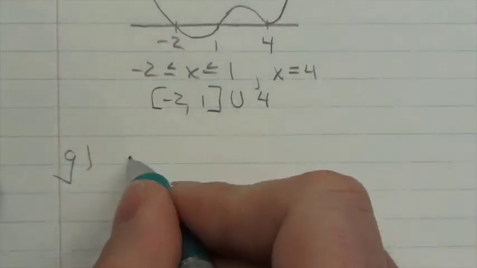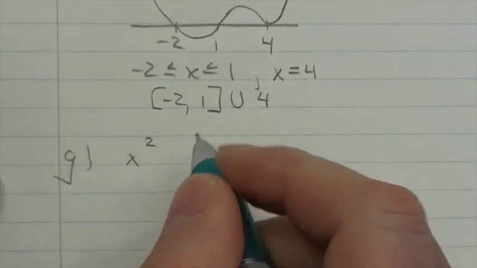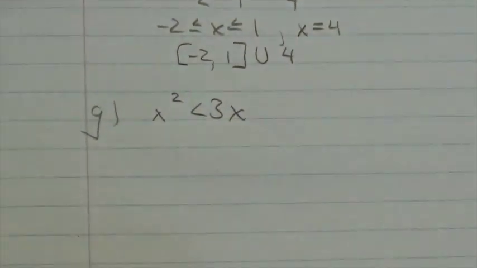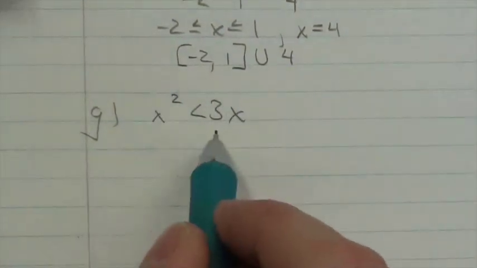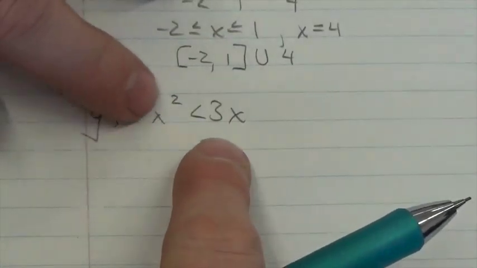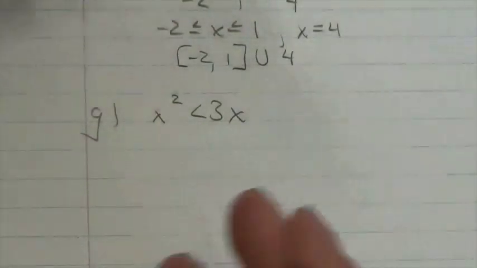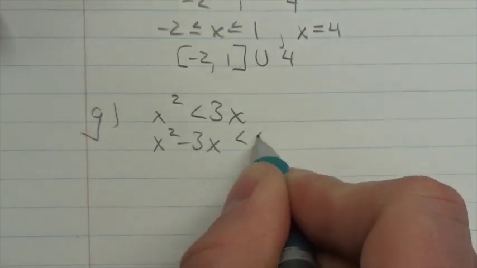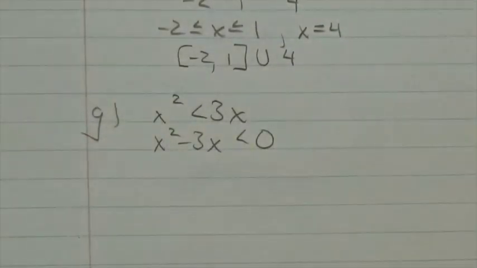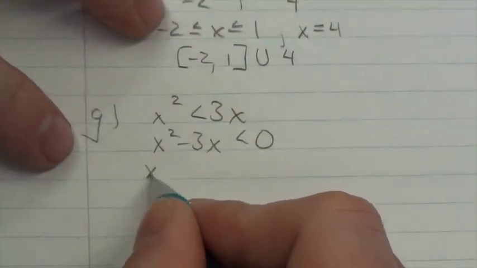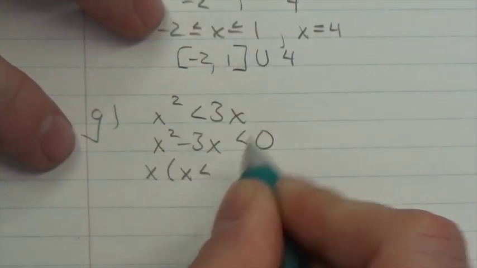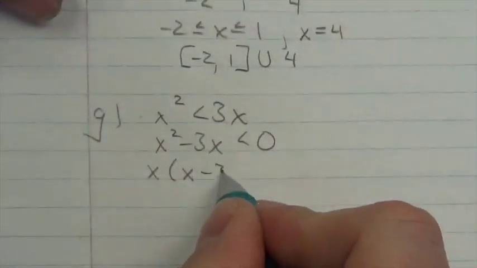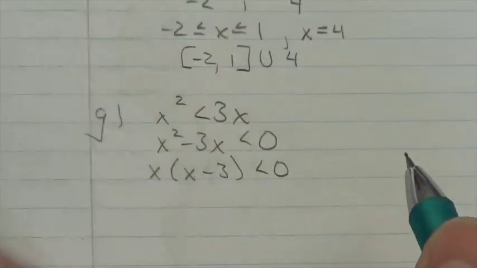Let's say we start with x squared less than 3x. Now for me to analyze this right here, it's a quadratic because I see the square here, so I want to compare everything to 0, so I would bring that over first. Very simple here, I would just factor this. So x multiplied by x minus 3 less than 0.